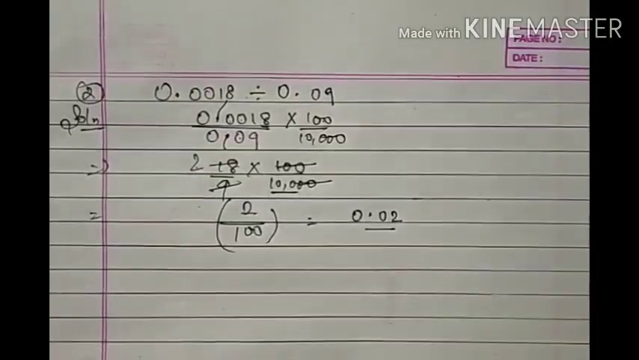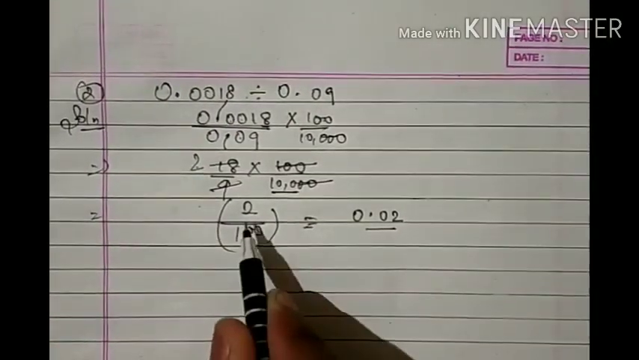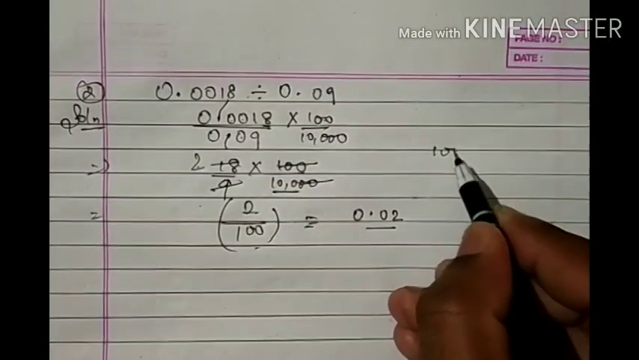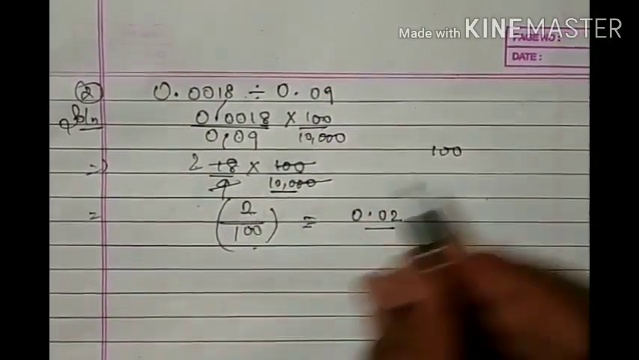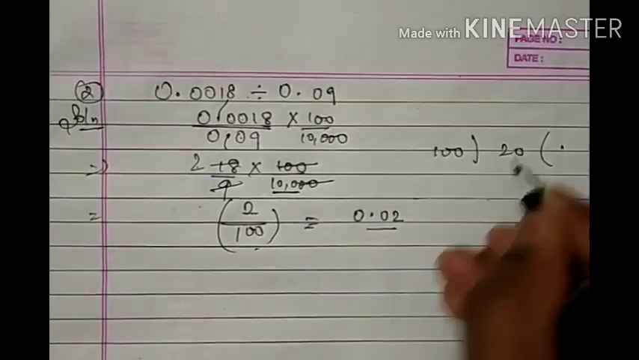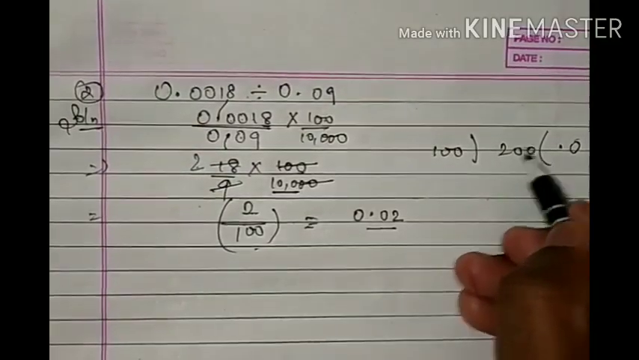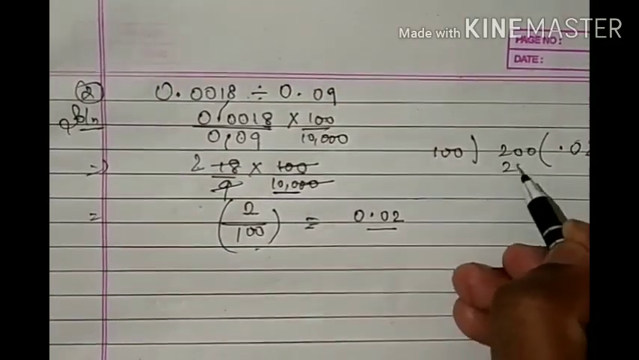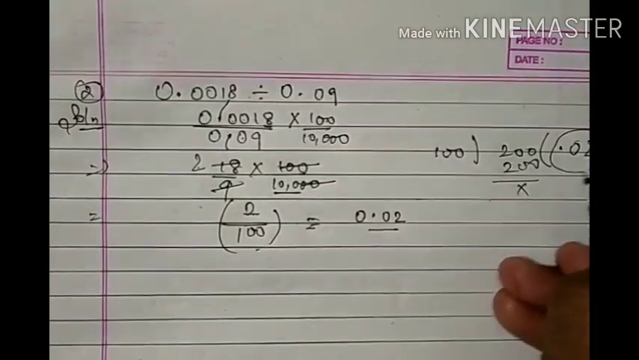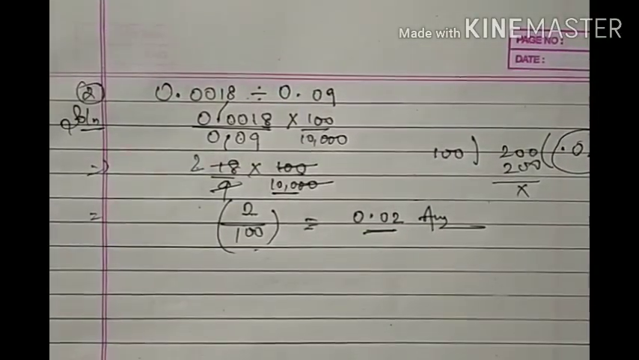0.02. And if you cannot solve from here to here, what will we do? We will simply divide 2 by 100. We cannot divide, we will put a point over here. What do we get? 0. Again we cannot divide, we will put 0 over here. What do we get? 0. 100 times 2 is 200. So what is our answer? 0.02. I hope it is clear to everyone.